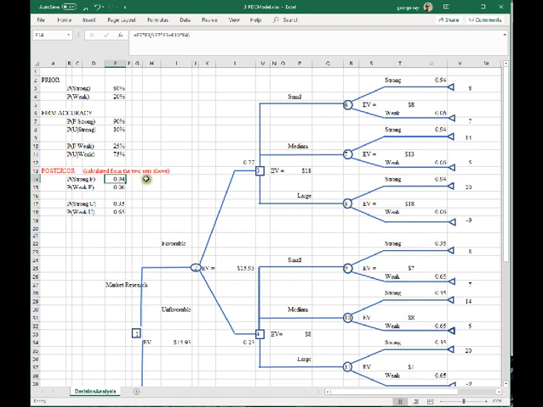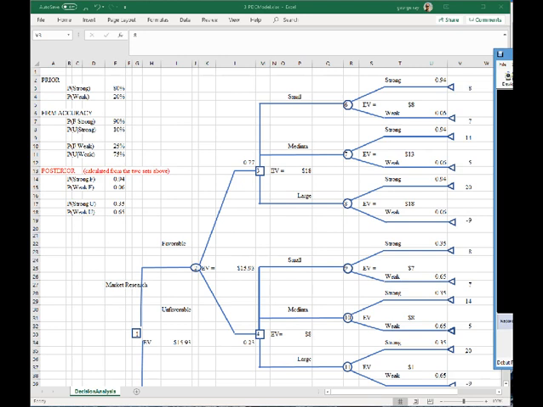So 94% of the time is what we can expect. A 94% probability that if they give us a favorable report, we'll end up with strong demand. And that's reflected in this branch probability here. And that's what we multiply by the payoff here. And let me just make sure it's lined up. Yeah, okay.